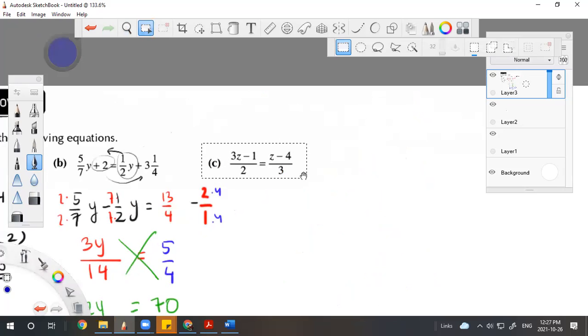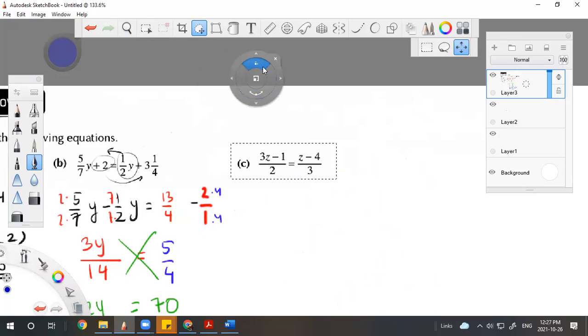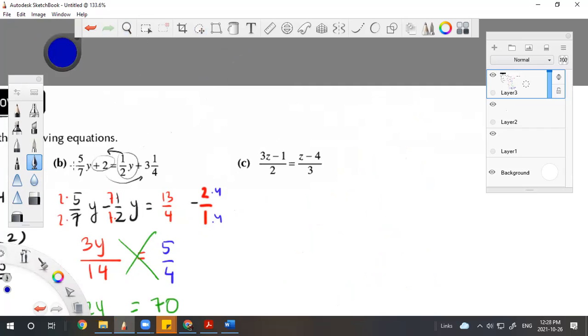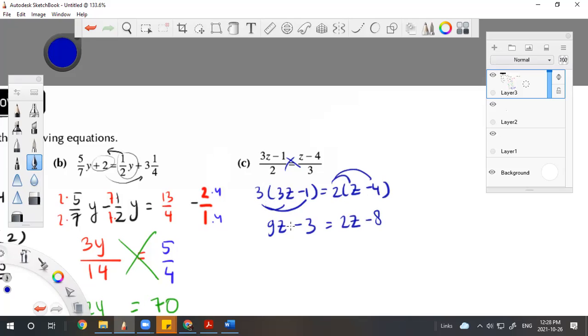Question C is the same. What makes the difference is only the numbers. See, 3 times 3z minus 1 equals 2 times z subtract 4. Right, so you multiply this, 9z minus 3 equals 2z minus 8. Okay, so 9z subtract 2z, go to the left, equals negative 8 plus 3. So 7z equals negative 5.